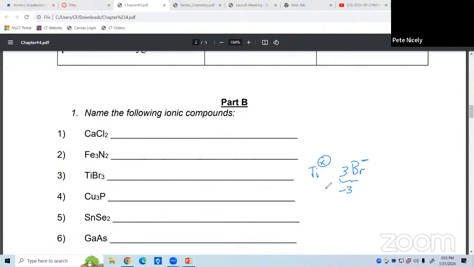Remember, the total number of negative charges must be equal to the total number of plus charges. So what would be the total charge for the X, for the titanium? +3, exactly. So therefore, the name of this compound will be titanium(III) bromide. And that's how you name it.